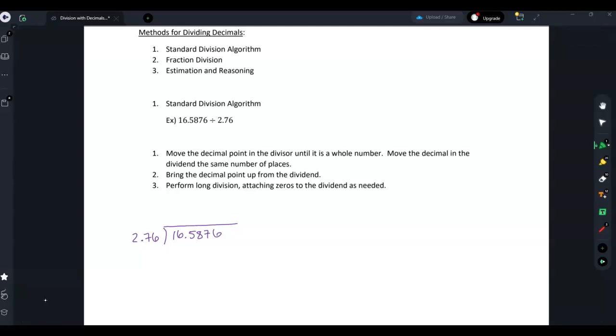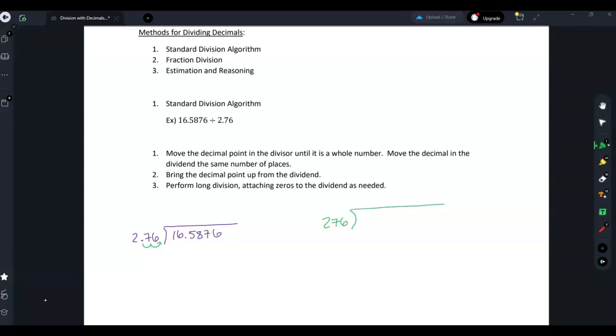So what we're going to do then is we're going to make this a whole number. So we're going to move the decimal in the divisor until it's a whole number. So however many spaces that takes. In this case, I would need to move that decimal 2 spaces, right? That would make that 276.